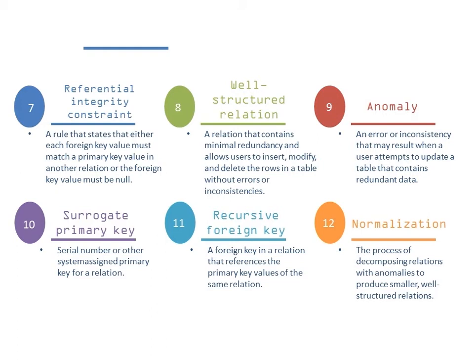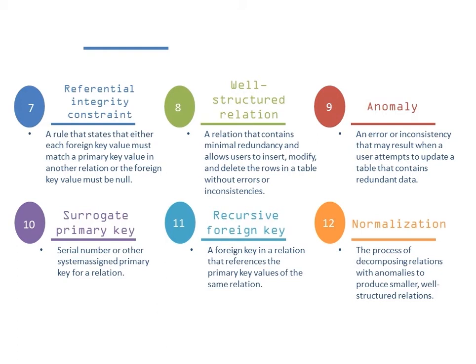And the eighth, well-structured relation. A well-structured relation is a relation that contains minimal redundancy and allows users to insert, modify, and delete rows in a table without error or inconsistency. And the ninth, anomaly. An anomaly is an error or inconsistency that may result when a user attempts to update a table that contains redundant data. The 3 types of anomaly are the insertion, deletion, and modification anomaly.